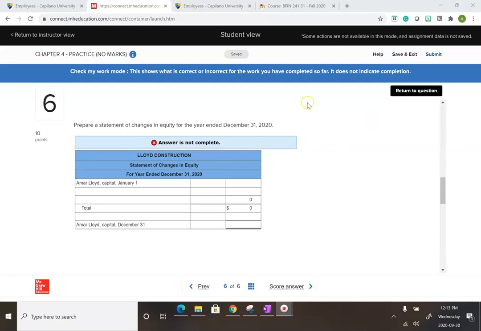So in this statement, again, you start with the company name. You tell the user what statement this is. So this is the Statement of Changes in Equity. And you tell the user for what period the statement covers. So in this case, it covers an entire year, for the year ended December 31st, 2020.